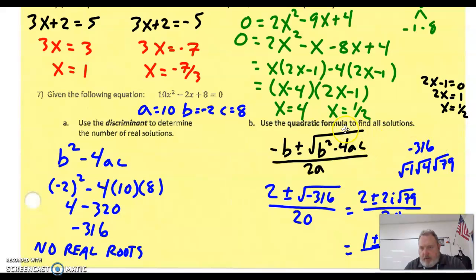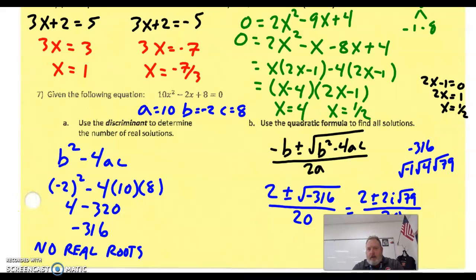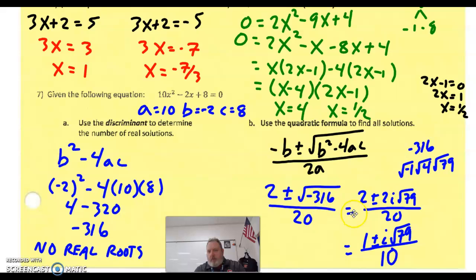And the last part here, they want the quadratic formula. We already did the hard part, the square root part. That's this number right here. So I have 2 plus or minus the square root of -316 over 20. And what you find out when we simplify here, I can take a 4 out of this. So it's -316 right there, 4 and 79. So this is 2, square root of -1 is i. So I get it to this point. If you divide a 2 out of here, you get to here.